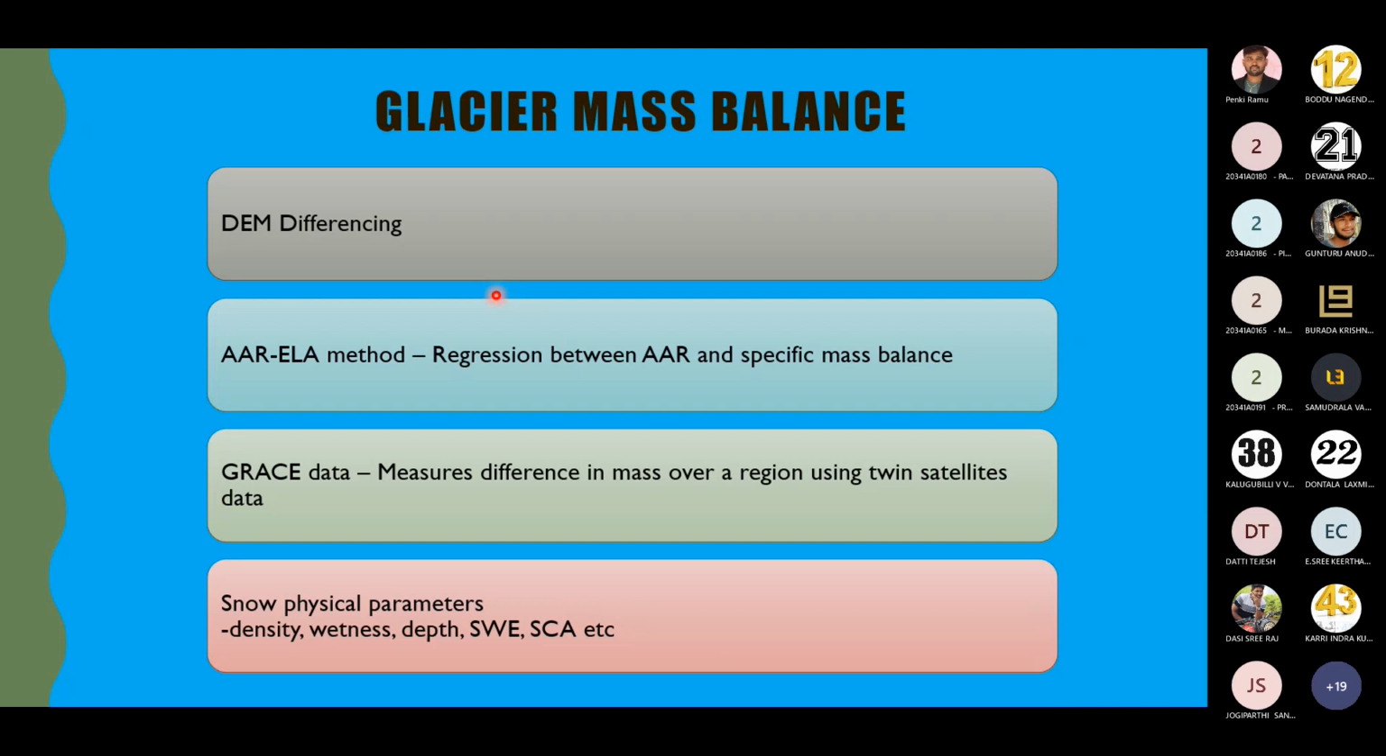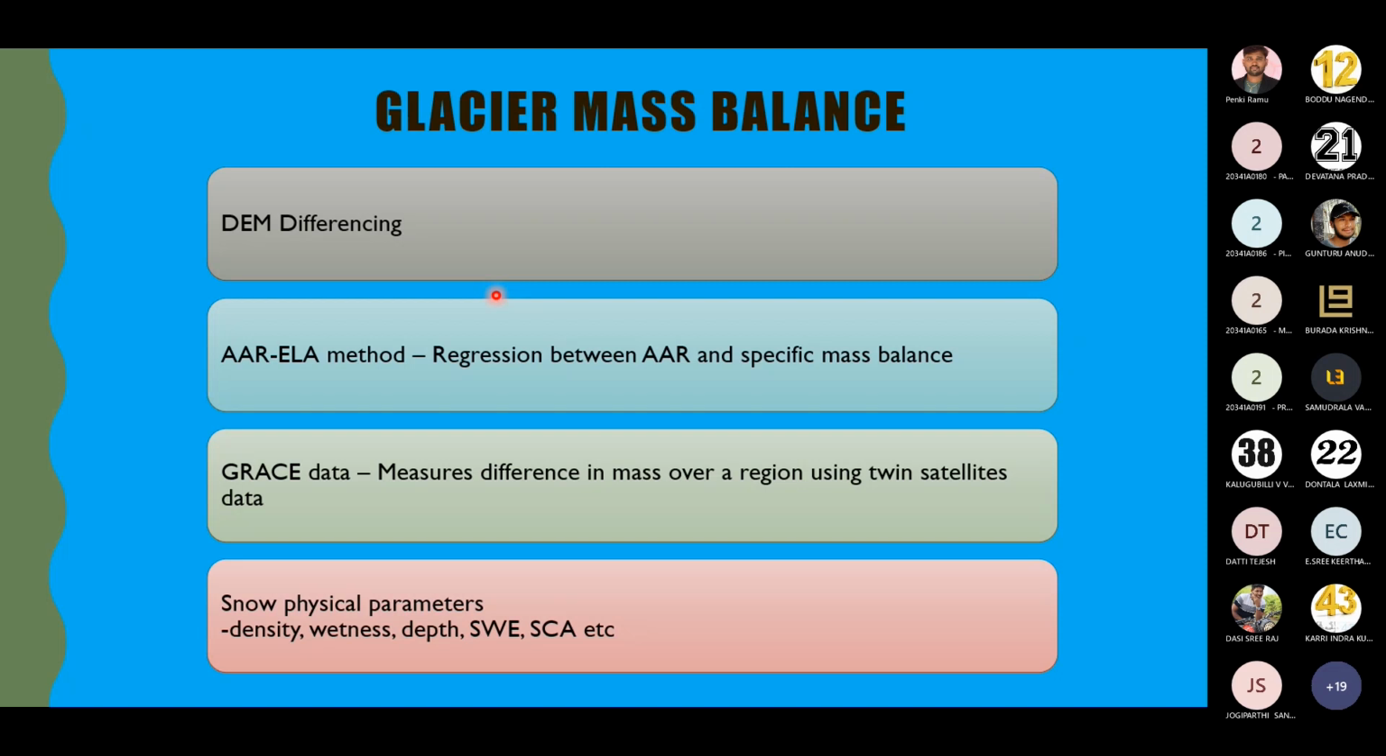Another technique is the area accumulation ratio and ELA method. ELA is equilibrium line altitude. Area accumulation ratio is nothing but the ratio between the area that is under accumulation and the total area of a glacier. A regression model will be developed between the altitude of the snow line and the area accumulation ratio, and this model will help us to study the glacier mass balance.